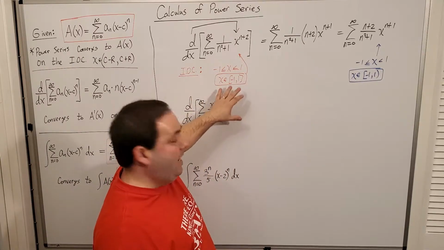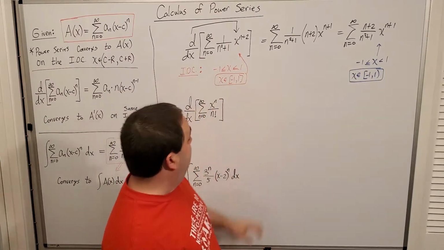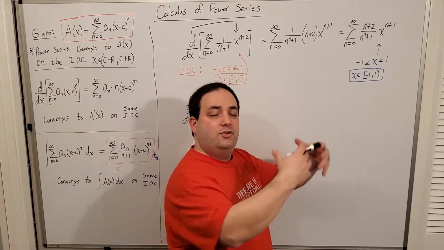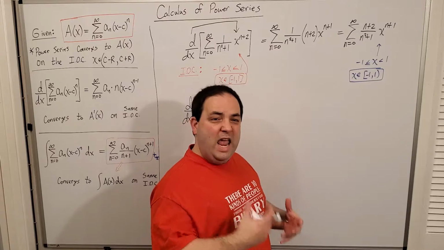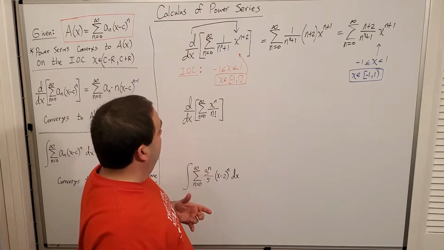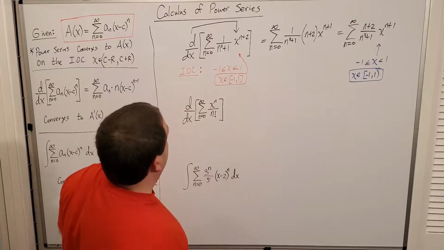It could go from not having either one to having both. It could go from having both to just having one, like it did here. You just have to test the endpoints every time you do a derivative or an antiderivative with these. Okay, let's do this one.